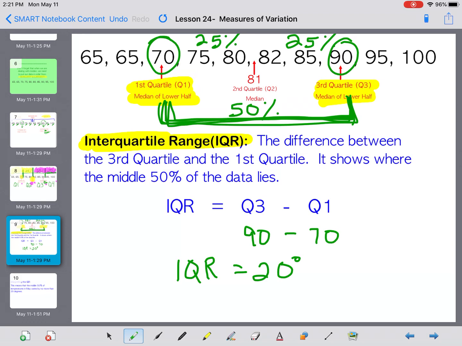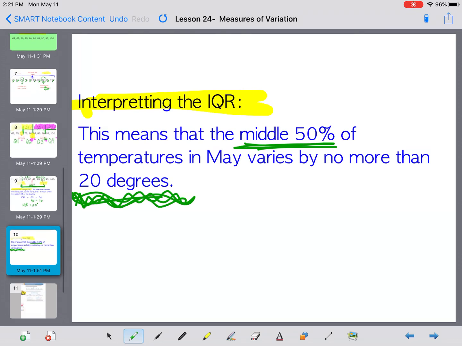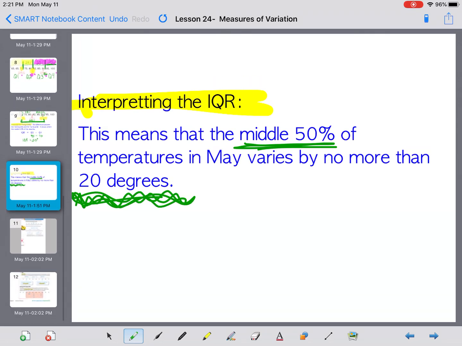Now you might be going, okay, but Mrs. Huang, why is that important? Here's why. This is what it means. If we're interpreting our IQR, it means that the middle 50% of our data, or the middle 50% of our temperatures, didn't vary by any more than 20 degrees. So most of our temperatures in May fell within 20 degrees of one another.